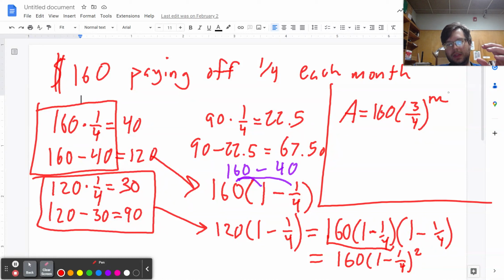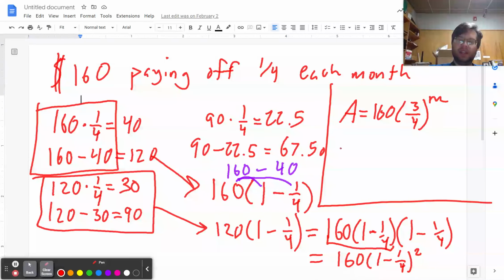Okay? So the payment that you get is the difference between any 2 months. But the amount that you owe is always 3 quarters of what you owed last month because you only paid off 1 quarter. Okay. So in the last video, it was talking about like a 5% increase or an 8% decrease. And if it was increase, you did 1 plus the percent to get your multiplier. If it was decrease, you did 1 minus your percent to get your multiplier. It's the same idea here. We're decreasing by a quarter, so we do 1 minus a quarter to have 3 quarters left over.